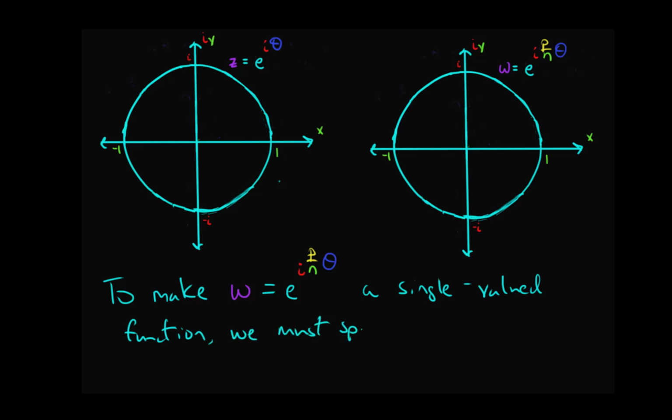So to make the function w equals e to the i times p over n theta a single-valued function, we have to specify something called a branch cut. And you can watch my video on the complex logarithm, which is on this channel, if this concept is unfamiliar to you. But essentially what we do is we start at the origin here and we draw a ray, which I've selected arbitrarily to be the positive real axis, and we then restrict our theta values to lie between, in this case, 0 and 2 pi exclusive.